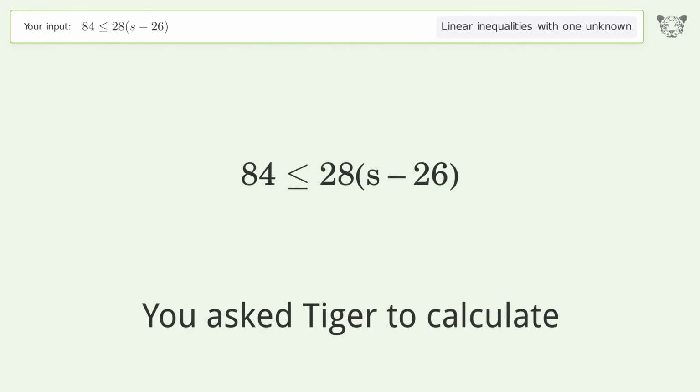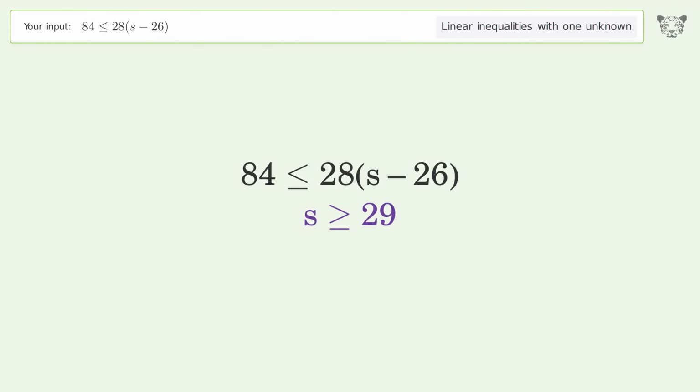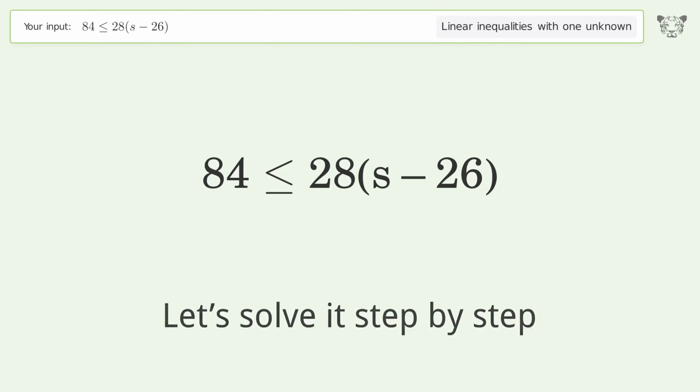You ask Tiger to calculate. This deals with linear inequalities with one unknown. The final result is s equal or greater than 29. Let's solve it step by step.